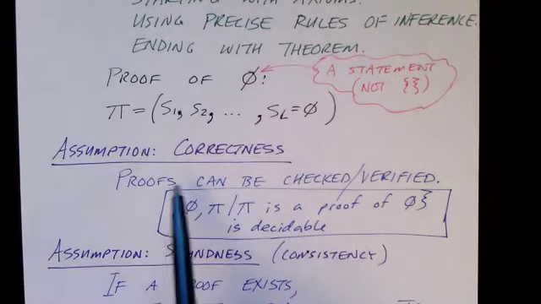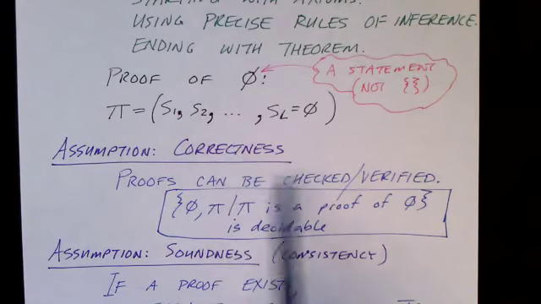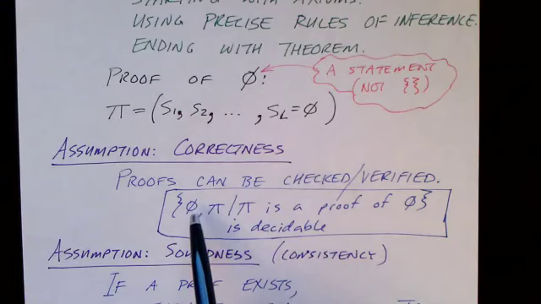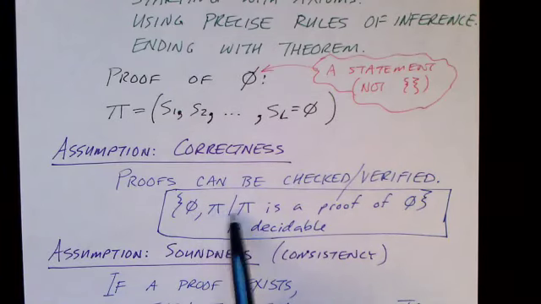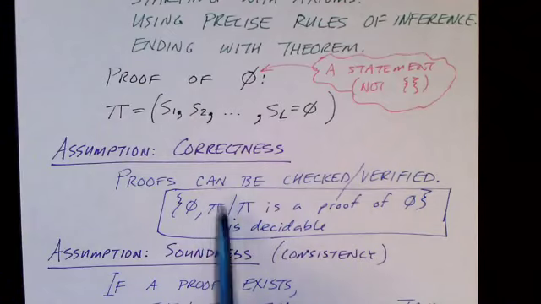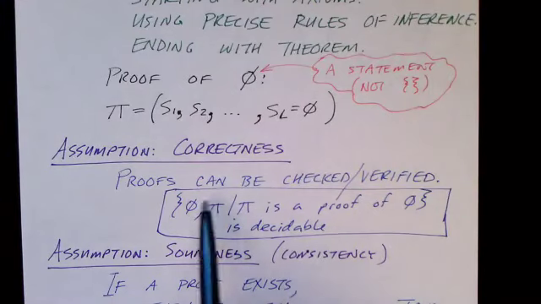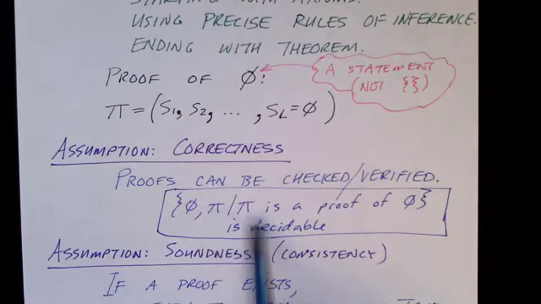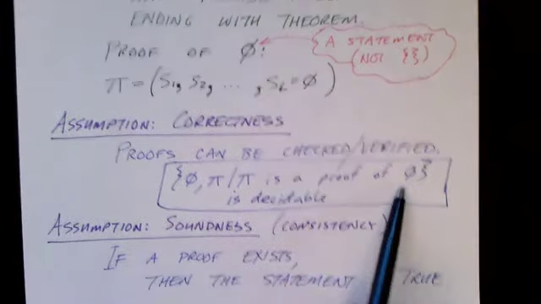We are assuming that the proofs are correct and that can be checked, verified. So if phi is a statement with a proof pi, we can check whether that is correct. In other words, given a statement and a proof, it is a computable function to determine whether that proof is legitimate and correct. Given a statement and its proof, we can decide whether that is a valid proof of phi.